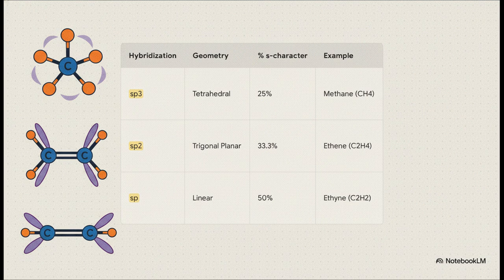Well, then you get 3 sp2 hybrids, and they spread out into a flat triangular shape. We call it trigonal planar. And last but not least, if you mix just one s and one p, you get 2 sp hybrids, and they just point in opposite directions, forming a perfectly straight line.